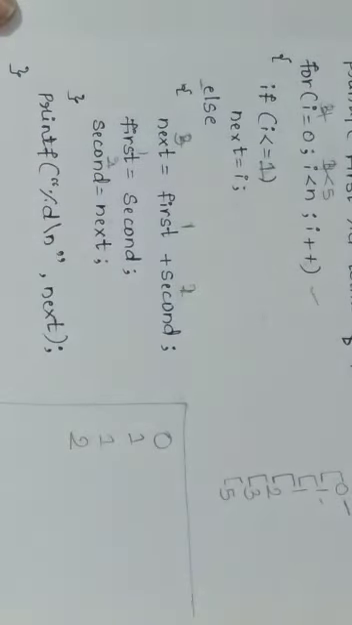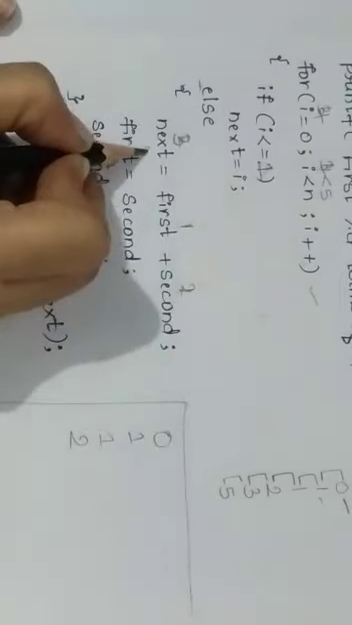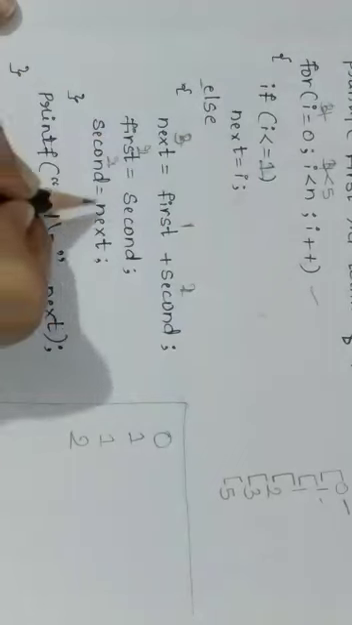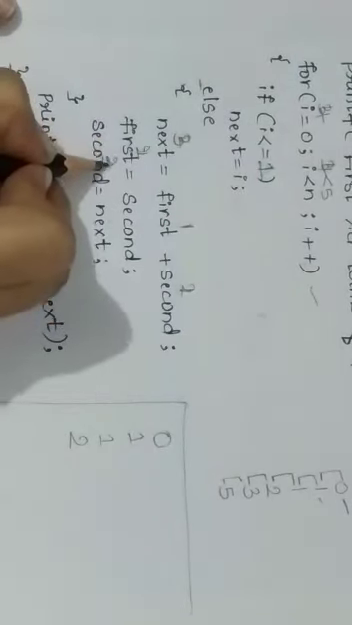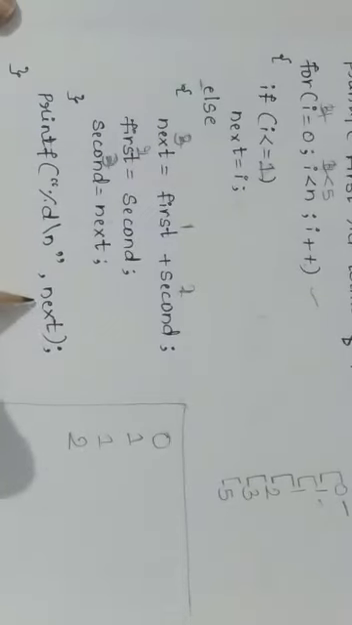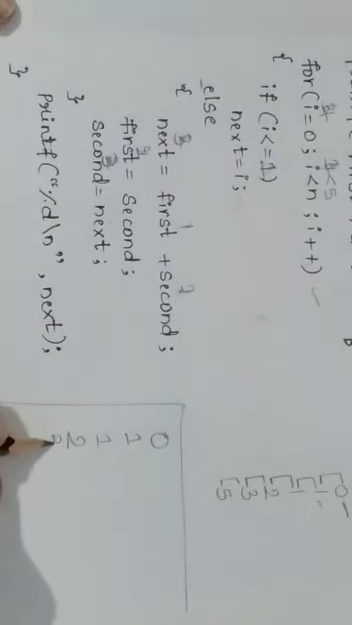Now second value is what? 2. 2 will be stored in first. What is the next value now? Next value is 3. 3 will be stored in second. So printf, display the statement. Next, what is stored in next now? 3. So display 3. Now again i is incremented.